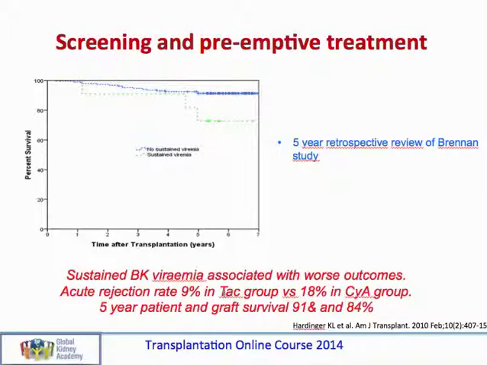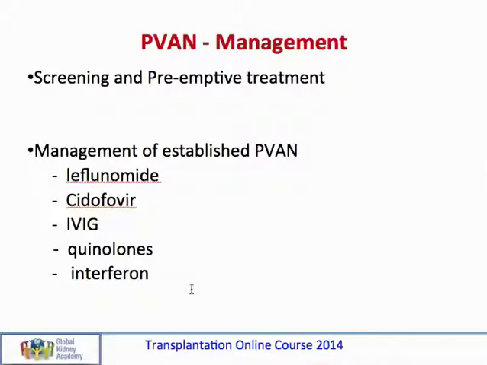They incidentally looked at rejection rates, so you obviously have to balance the risk of BK viremia against rejection rates, and the rejection rate of course was low in the tacrolimus versus the cyclosporine group, but the graft survival and 5-year patient survival was slightly higher in the tacrolimus group at 91% versus 84%. So a strong argument there in terms of management for screening with urine and blood, and then making reductions in immunosuppression.